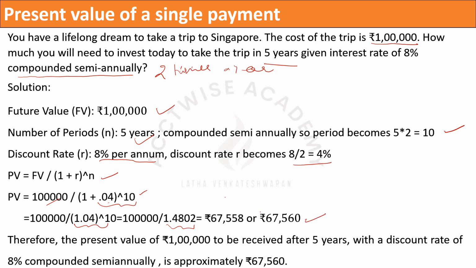Therefore, the present value of rupees 1 lakh to be received after 5 years with a discount rate of 8% compounded semi-annually is 67,560 rupees. You need 67,560 rupees. After 5 years, it will become 1 lakh at a compound rate of 8%, compounded semi-annually.